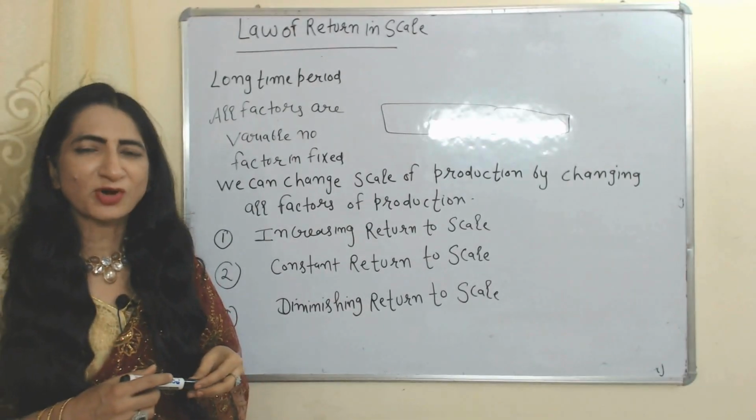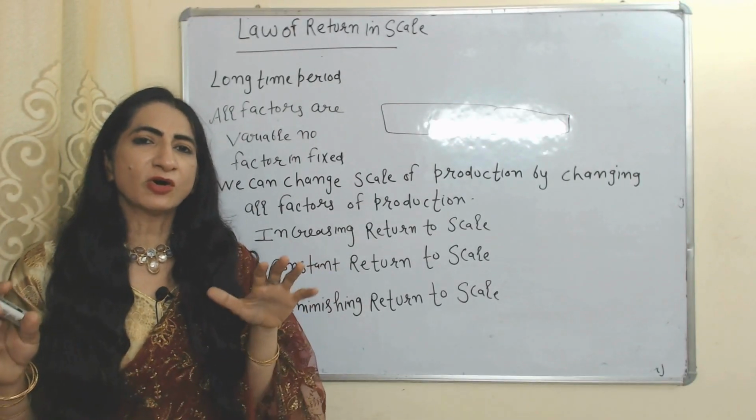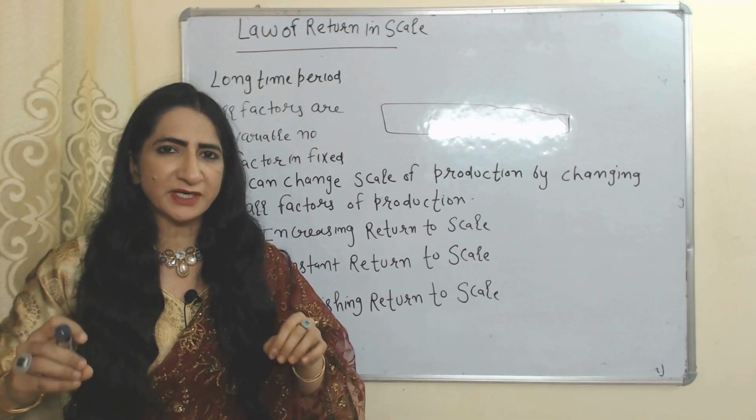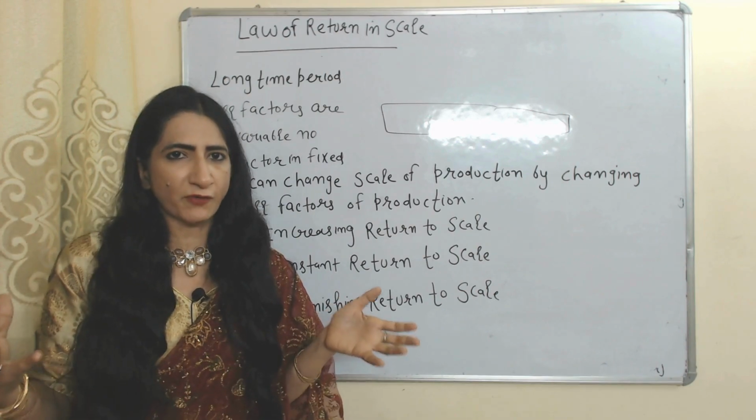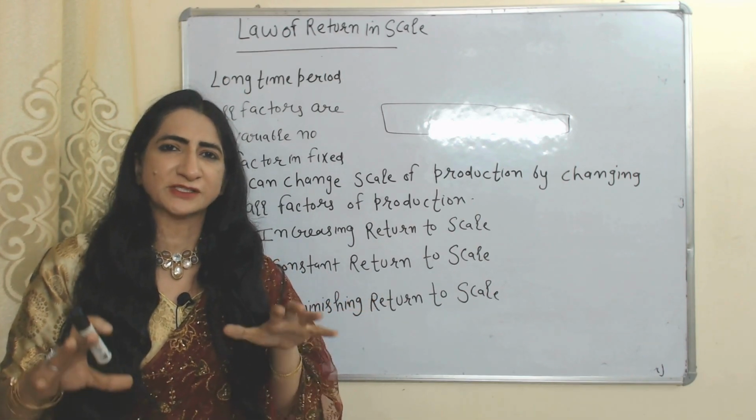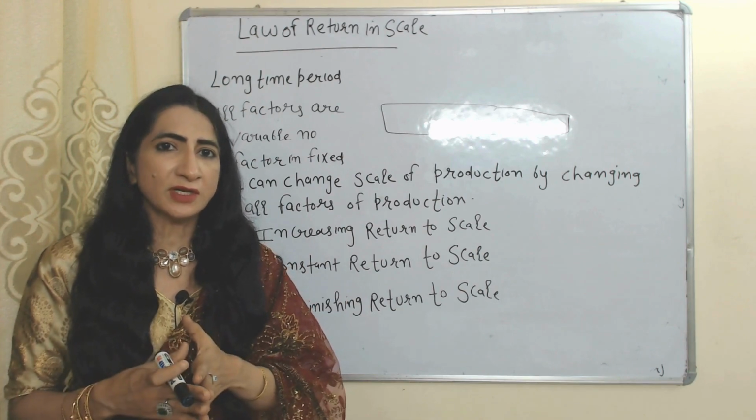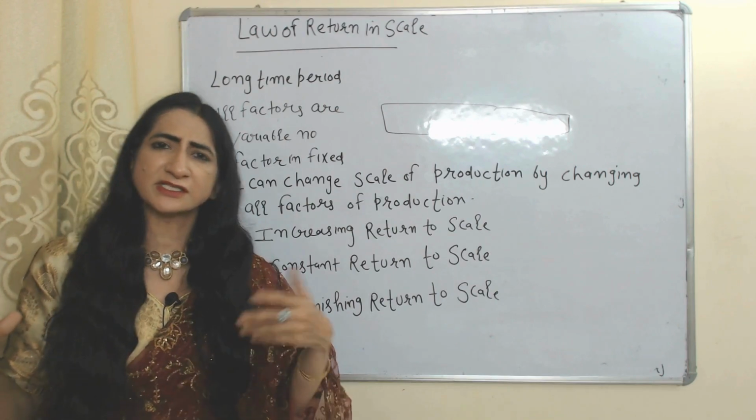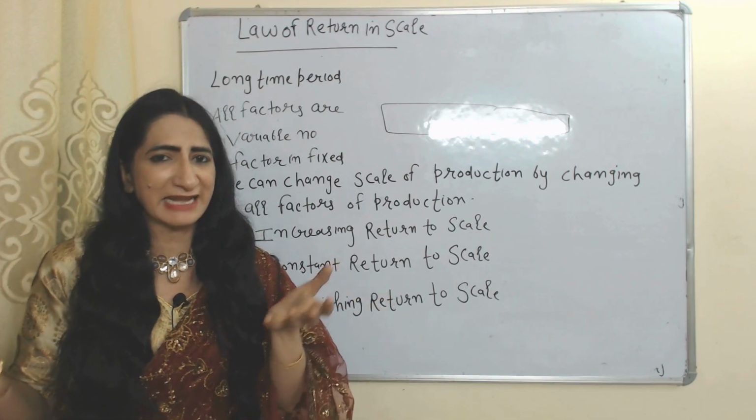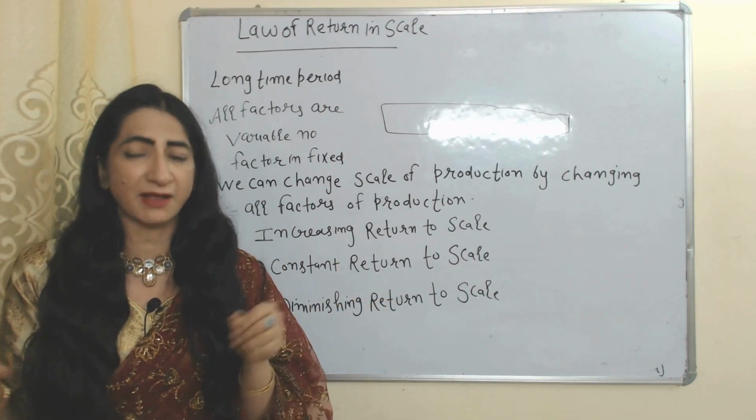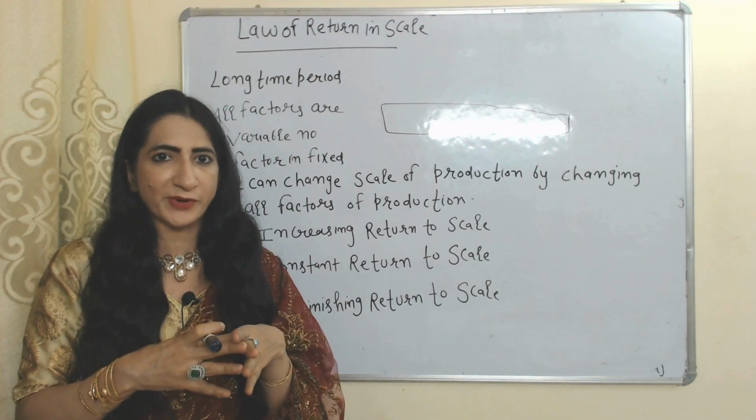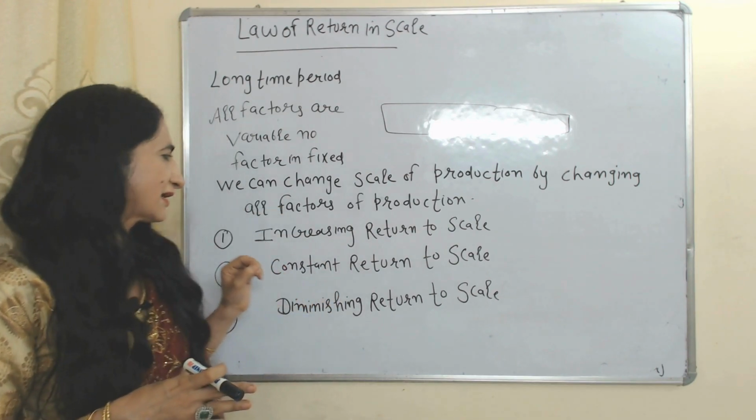Now we are going to talk about the law of returns to scale. The law of returns to scale is a long time period law. During the long time period, we can change all factors of production. There is no fixed factor. That means during the long time period, we can change the scale of production by changing all factors of production like land, labor, machinery, etc. When we change the scale of production by changing all factors of production, then three possibilities can arise.